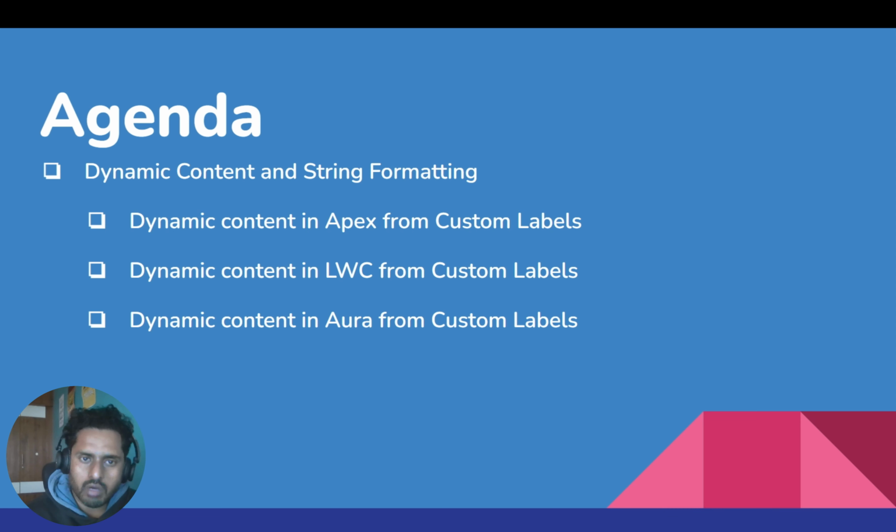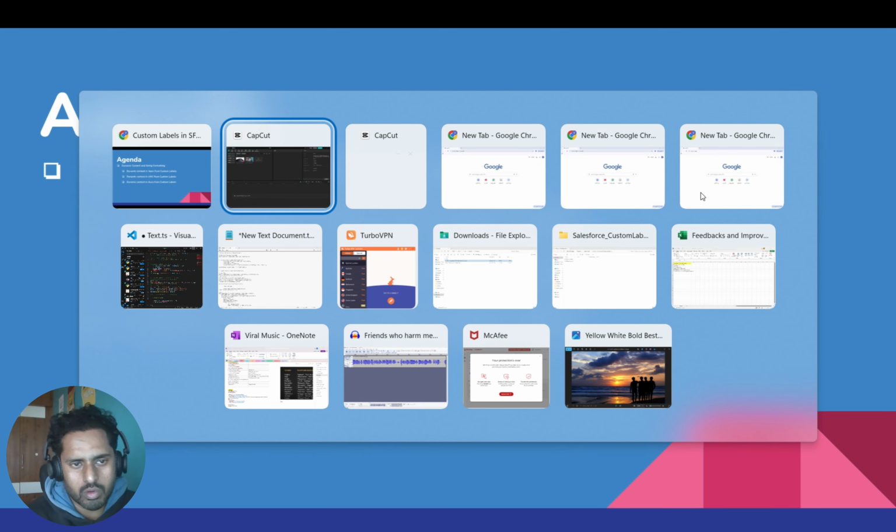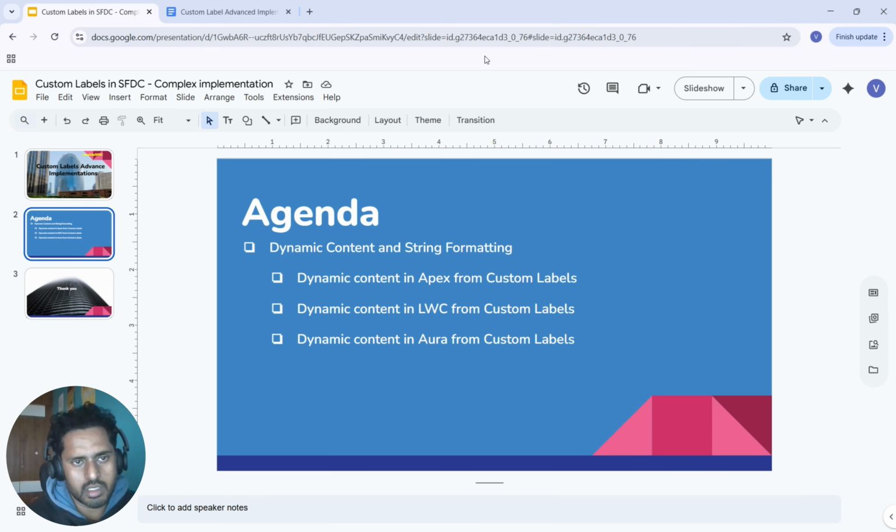So what are we covering in this video? So we are going to cover mainly the dynamic content and string formatting in the custom labels. So we are going to see how these custom labels can be dynamically filled in the Apex classes or in the Aura components or in the LWCs. So let's go to check the implementation details.